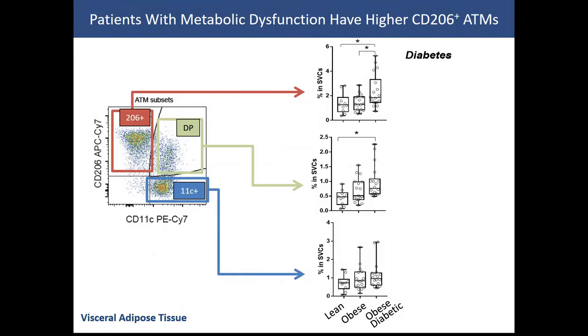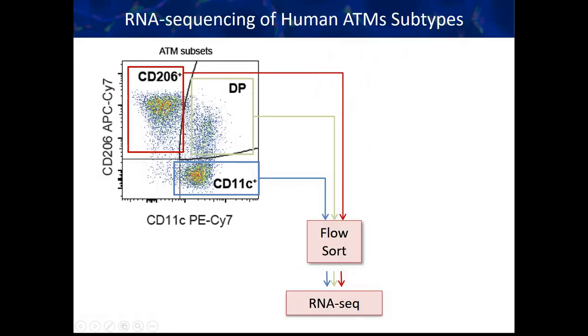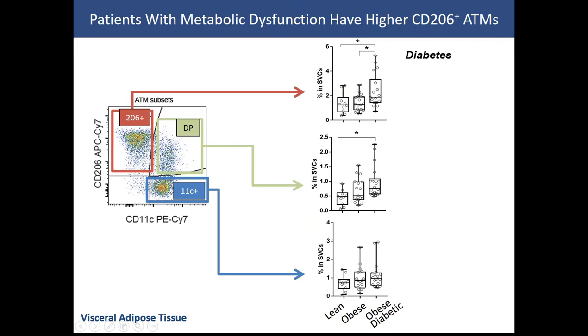Okay, so first was to quantify these cells across a number of patients and to see whether they're associated with metabolic disease. And the number one thing we found is that the 206 positive ATMs were associated with diabetes. So in this column, we see obese with diabetes. This is obese without diabetes. And this is the lean sample. So consistently, we saw that 206 positive were found at increased frequency within our obese diabetic patients.